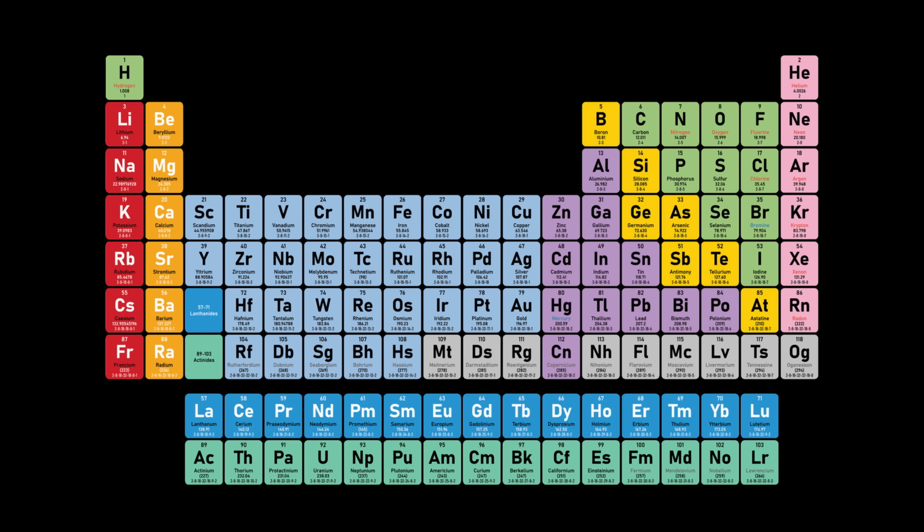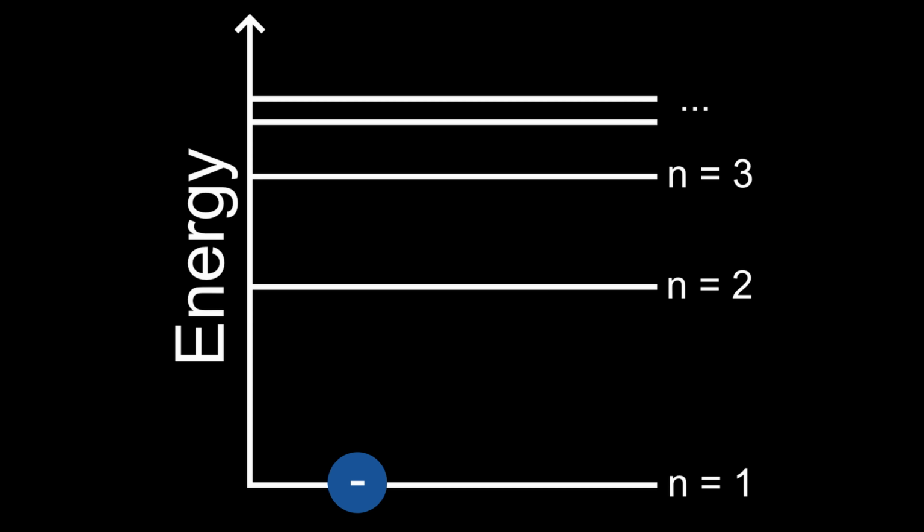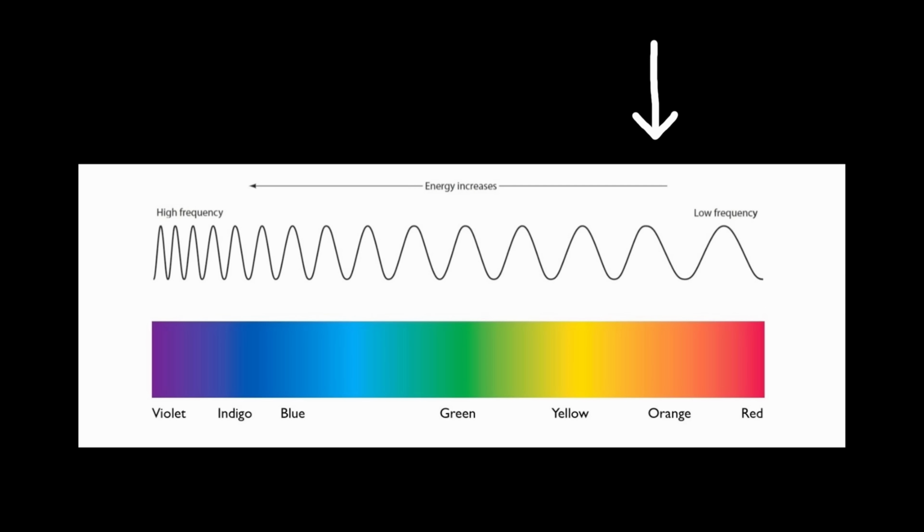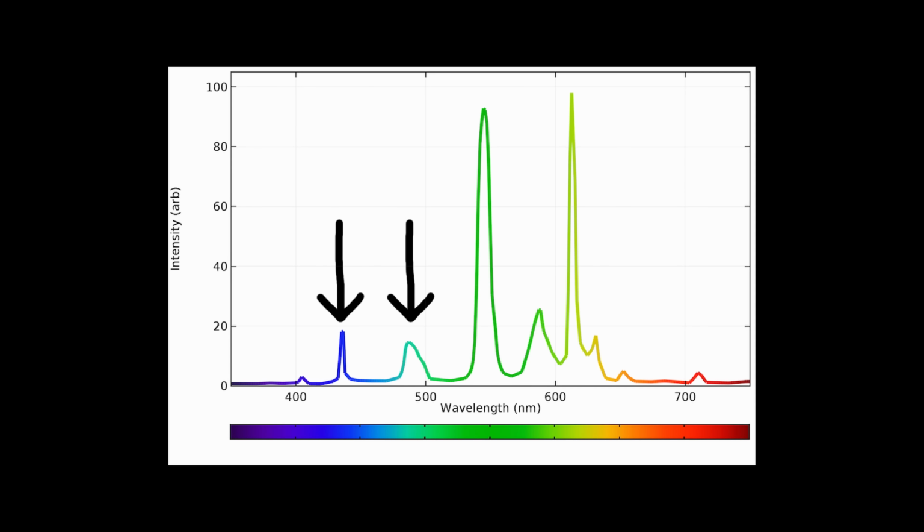The color of the light depends on the element that's used in the tube, as each element has different but fixed energy levels, and the difference between those determines the energy and therefore the frequency of the released light, which is what changes the color. All possible frequencies that an element can emit are called the emission spectrum.